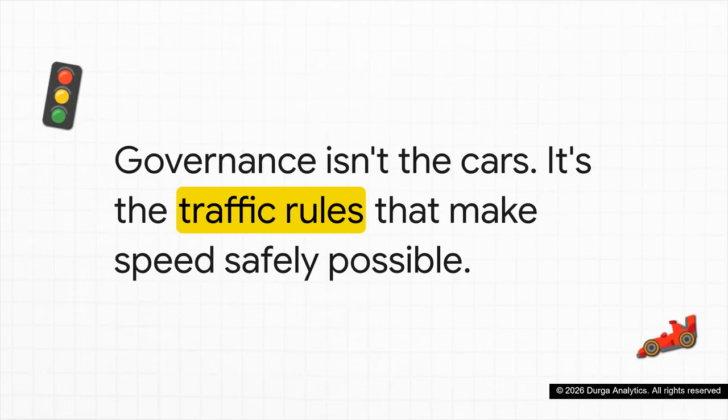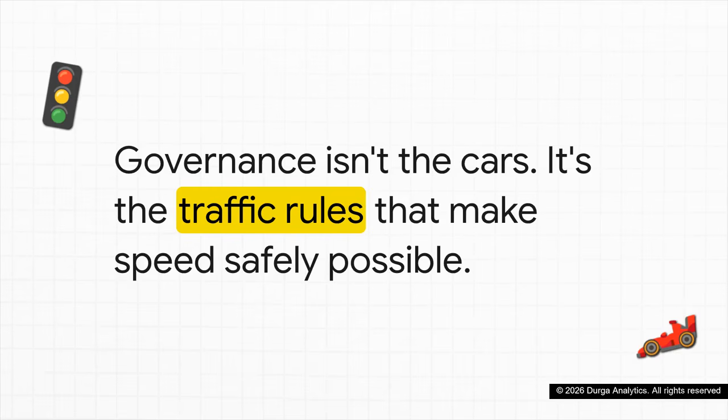I really love this traffic system analogy because it makes it so concrete. A city packed with cars is like your firm packed with data, right? Those cars create enormous value. But without traffic rules, lanes, and stoplights, that value just turns into gridlock and crashes.